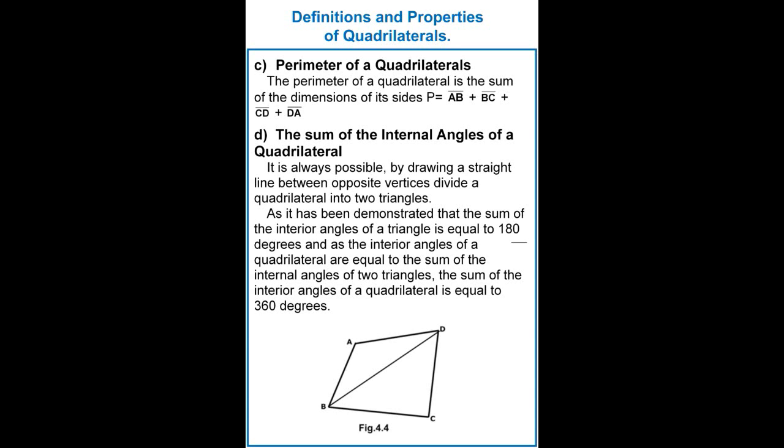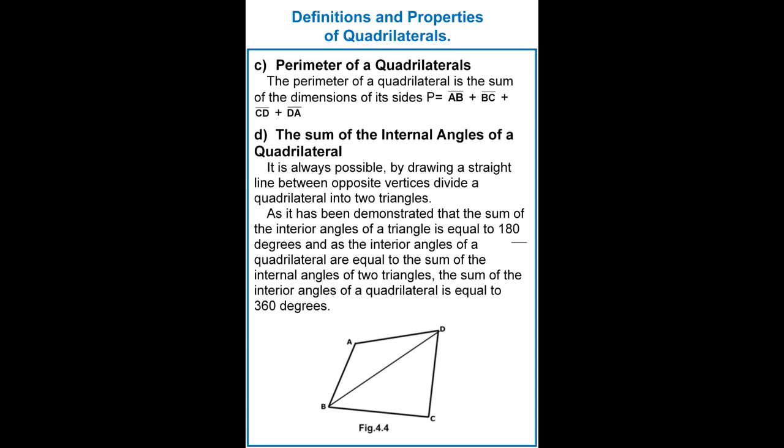The second slide shows the definition of the perimeter of a quadrilateral. The perimeter of a quadrilateral is defined as the sum of the dimensions of the 4 segments of straight lines that form the 4 sides of the quadrilateral. Thus, in the case of a quadrilateral ABCG, shown in Figure 4.4, at the bottom of this slide, the perimeter is the sum of the dimensions of the sides AB, BC, CG, and DA.